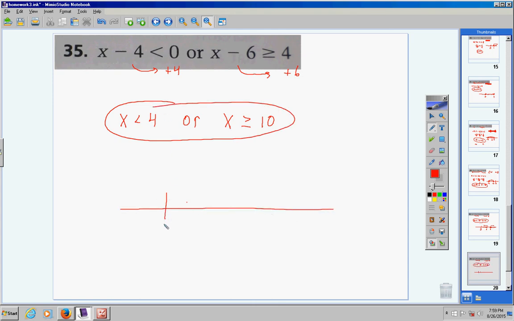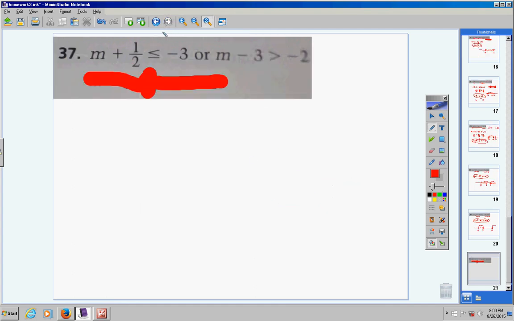Now let's graph it. My two critical values are 4 and 10. This is an open point here. There's no equal sign here. And this is a closed point over here. X is less than 4. X is greater than or equal to 10. There we go.